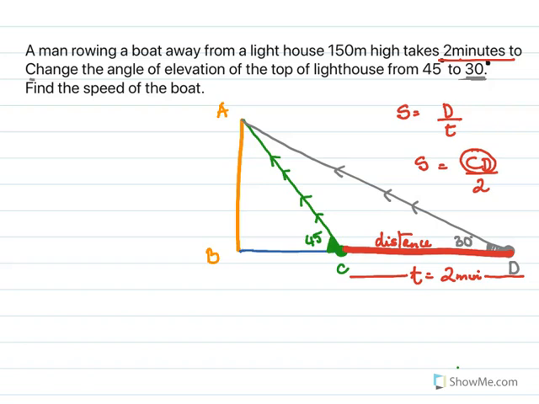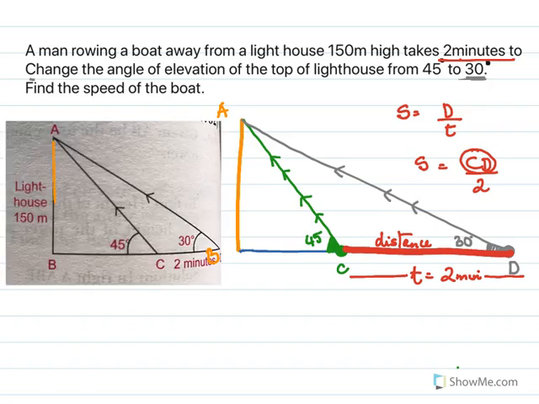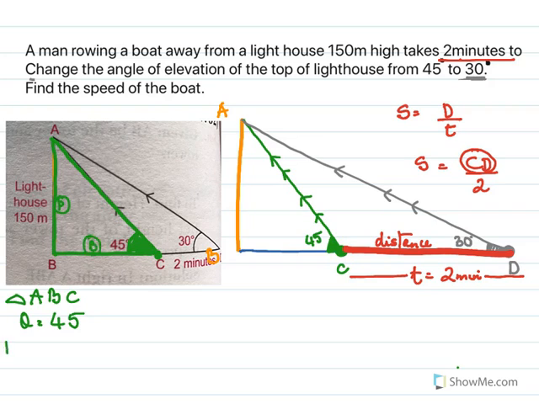Here is a neat diagram. AB is the lighthouse which is 150 meters, and the boat is at point C. From point C, he looks up here. He makes an angle of elevation, which is 45 degrees. So we'll first take up this triangle, triangle ABC. The theta is 45. Here is the perpendicular, and this is the base. So the perpendicular is AB, and it is 150 meters.